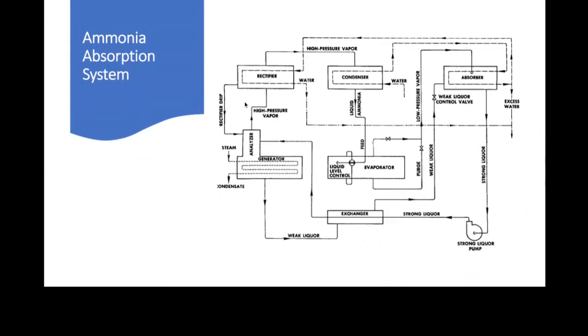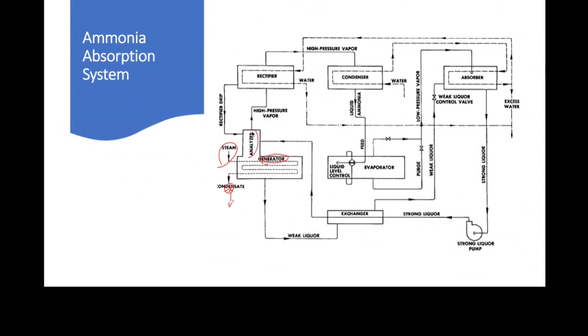but this diagram here is a little bit more complicated than what we just looked at, but all the principles are there. In this case, they're using steam as the heat source for the generator. So you see there are steam coils, and we're going to have a steam trap there and condensate.